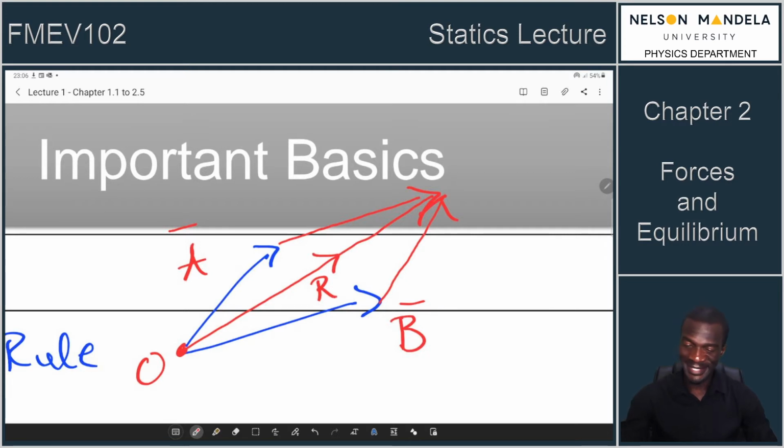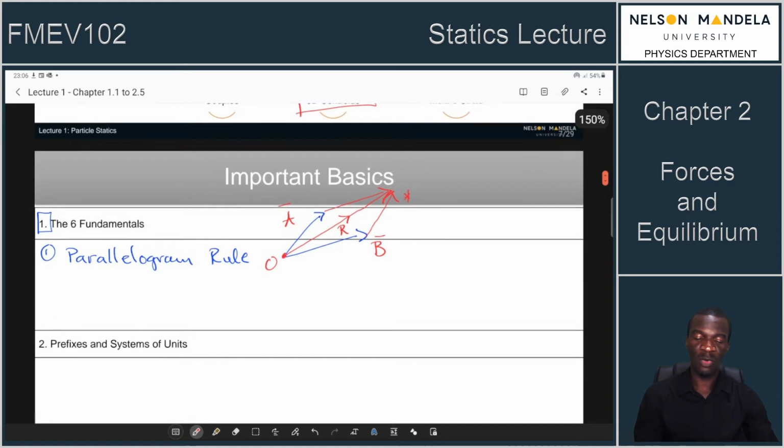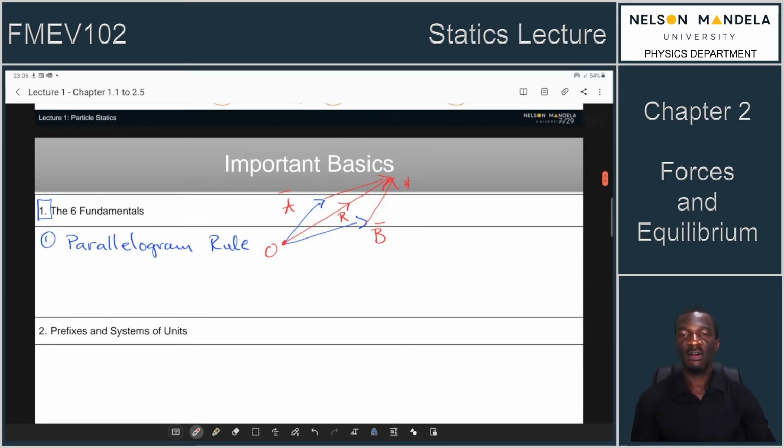By the way, this law cannot be mathematically proved. This is pure experiment. So it's science, it's physics, and it's applicable in many places. And it is one of the most fundamental rules of mechanics, finding the resultant of two forces using the parallelogram rule. The second fundamental of mechanics is what is called the principle of transmissibility.